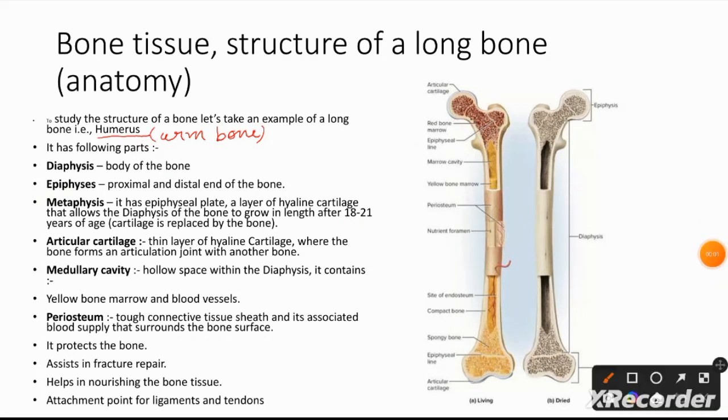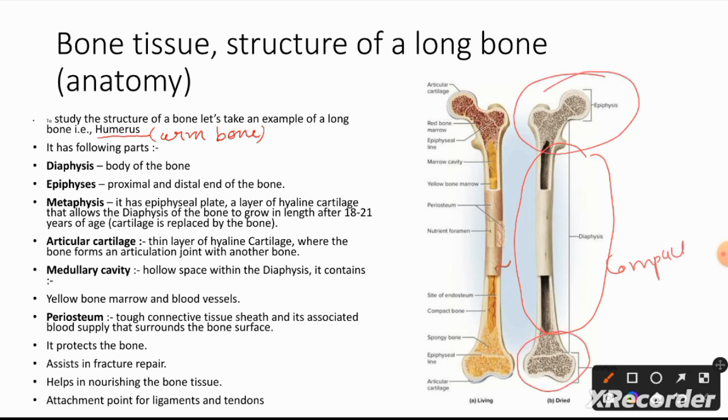So the diaphysis part of a bone consists of compact bone, and the proximal and distal parts of a bone consist of spongy bone. We are going to learn about spongy and compact bone in my upcoming video.